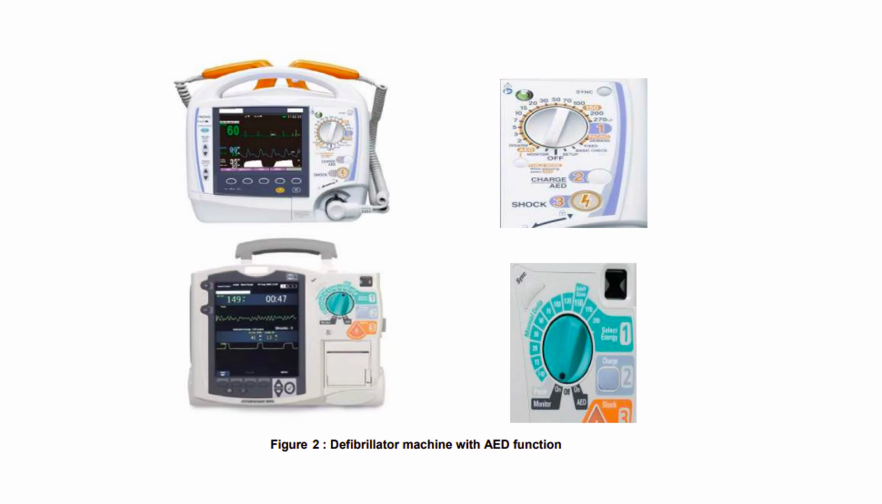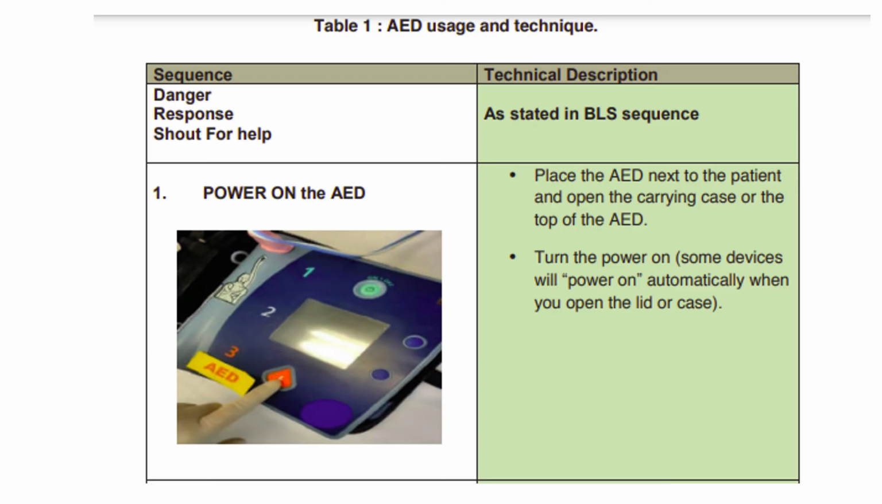So these are the automated external defibrillator. There are many types of it. So how to use AED? So we should start the power on. Place the AED next to the patient and open the carrying case or the top of the AED. Turn the power on. Okay.